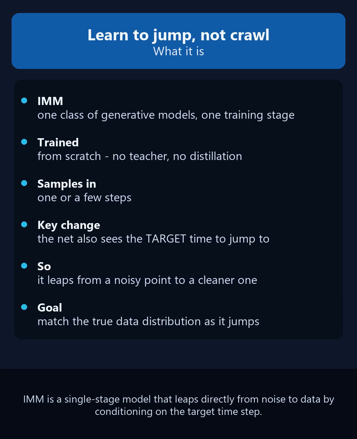So what is IMM? It is a single class of generative models, trained in one stage, from scratch, that can sample in one or a few steps. The key idea is small but powerful. Alongside the current time step, the network also sees the target time step it should jump to. So instead of crawling step by step, the model learns to leap directly from a noisy point to a cleaner one, matching the true distribution as it goes.